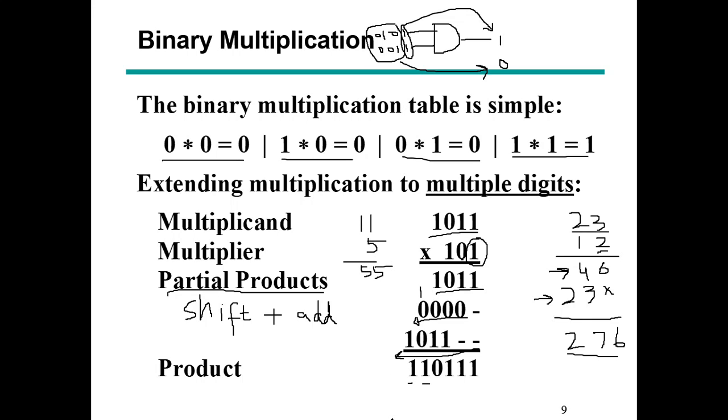Now is it the same case? Let's see. So this is 32 plus 16, 32, and then plus 16, 48, 48 plus 4, 52, 54, 55. Okay, so this is 55 as well. You can verify.